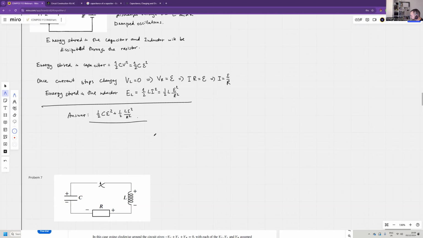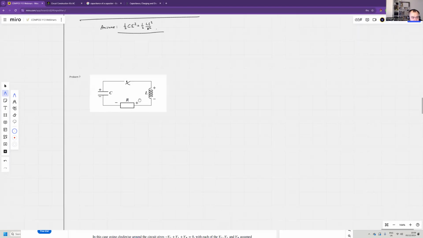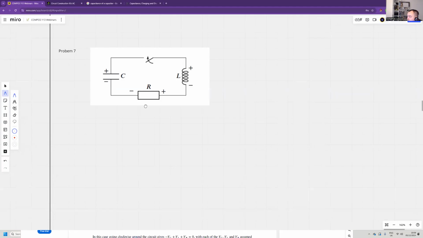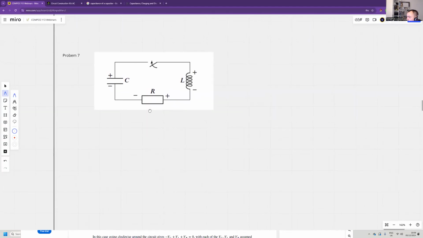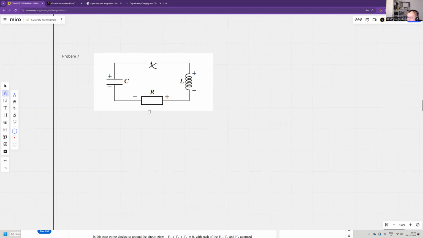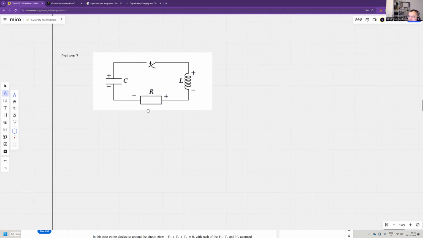So yeah. Okay. So problem 7. When the resistor is... but the superconductor resistor is 0. Yes, but the battery is not. The battery has resistance. If the battery doesn't have resistance, that's, well, that's not possible.